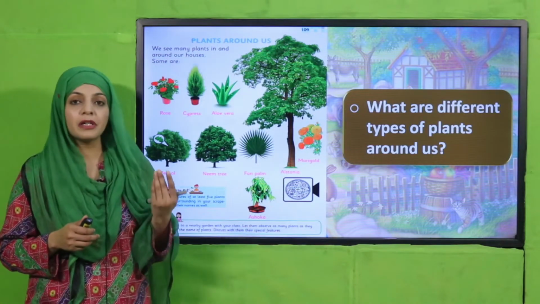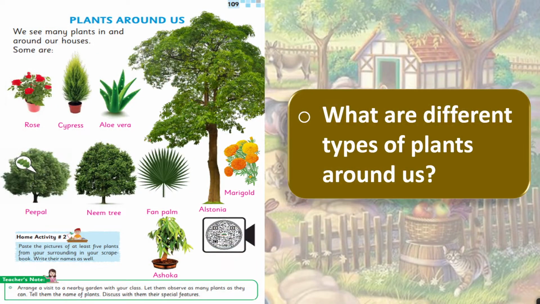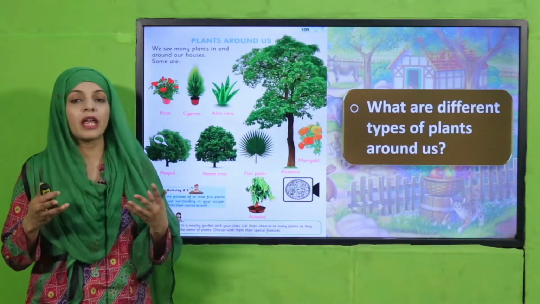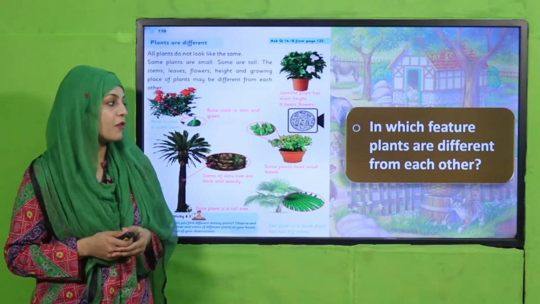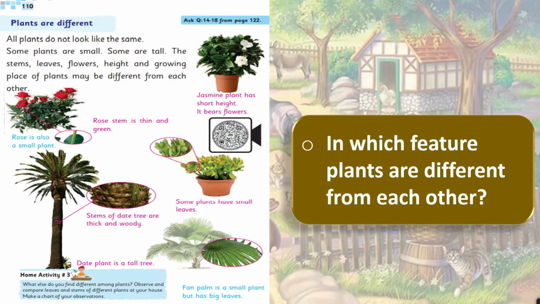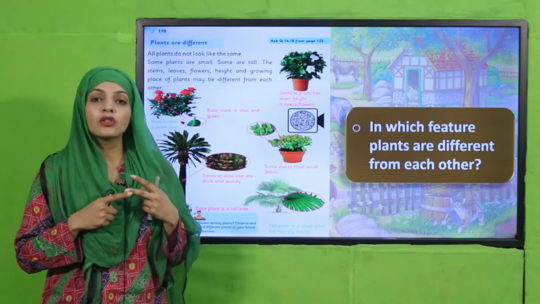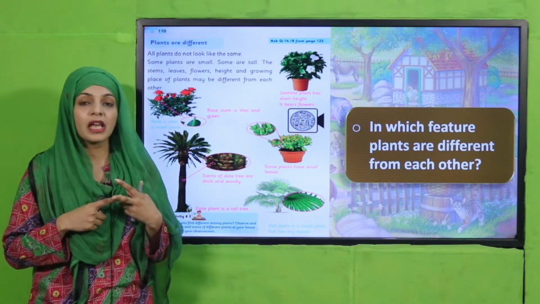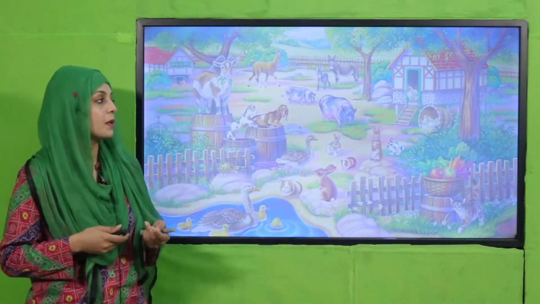So we discussed different types of plants. What are different types of plants around us? Rose, neem, elastonia, fan palm, neem tree, peepal, Ashoka. So these are different plants, marigold that we see around our houses. Okay, then in which features are plants different from each other? Plants जो हैं वो सब plants हैं, but still they are different from one another. How? In size, in shape of leaves, in colors, in the size and shape of the stem, in the color of stem. Some have flowers, some do not have flowers. So this is how plants are different from one another.